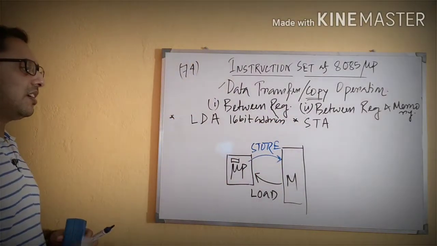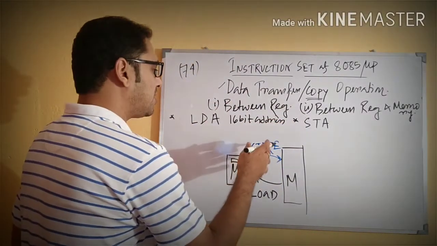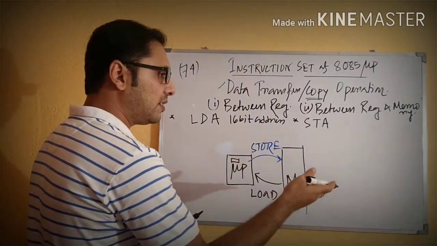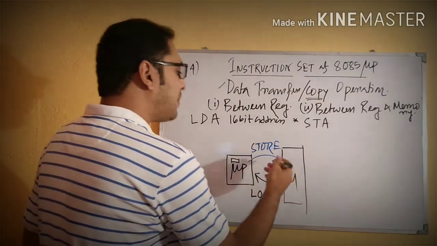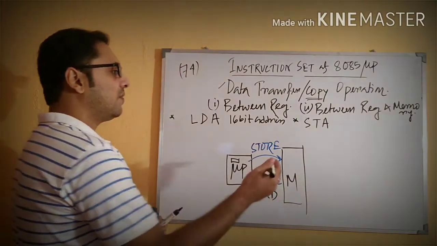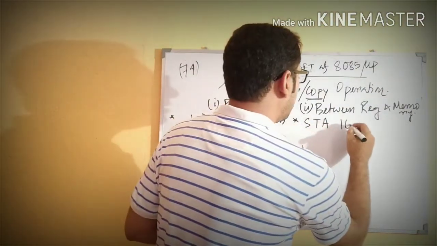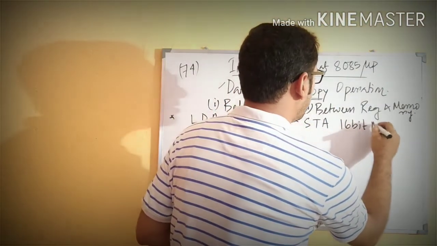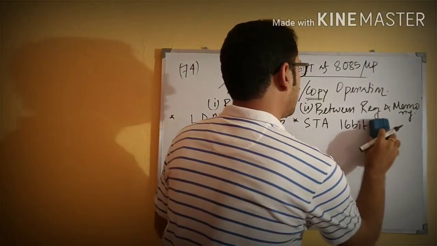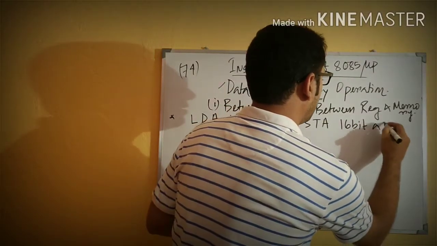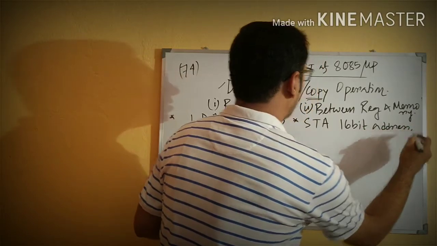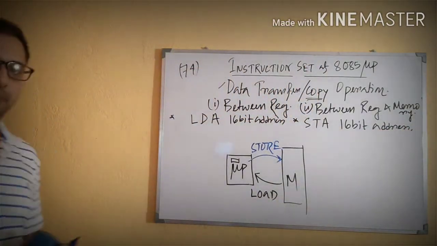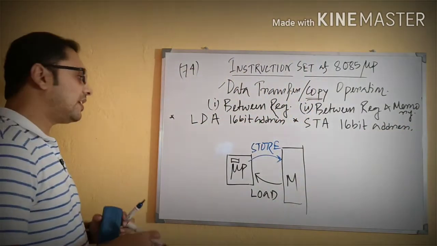Similarly, STA means store accumulator direct. Where do I want to store? On a particular memory location. So the operand here is a 16-bit address. Hopefully this is understandable.